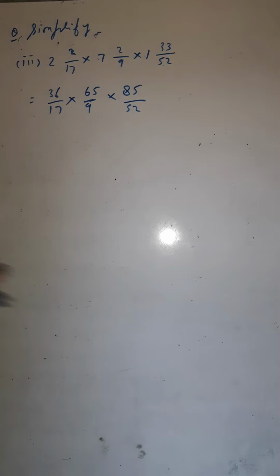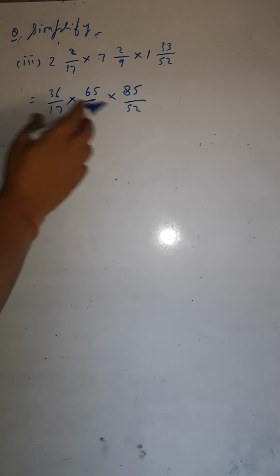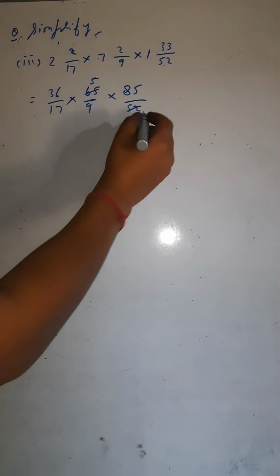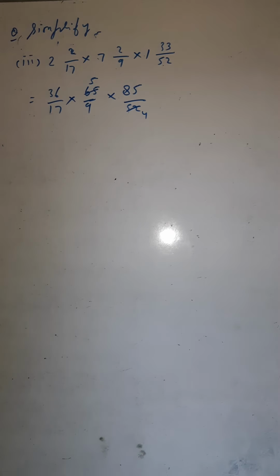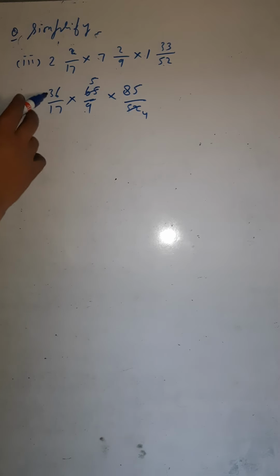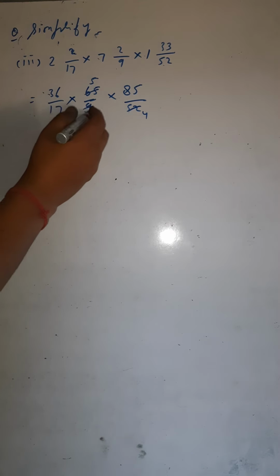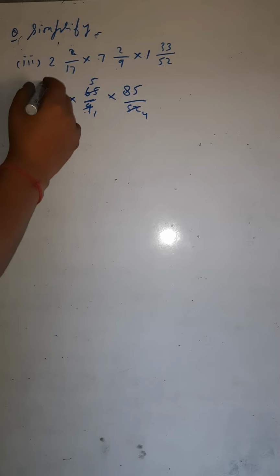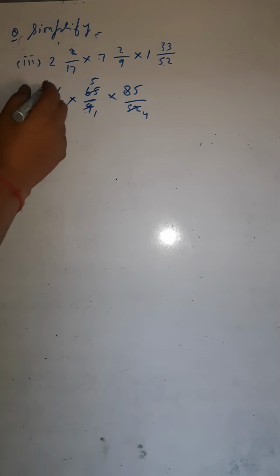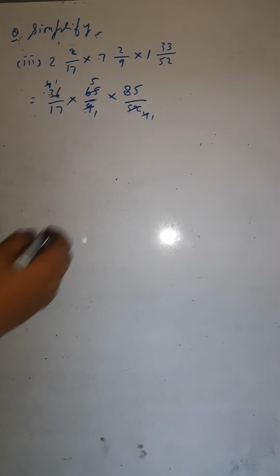Now if possible then cut. Now both of the digits you can cut by 13. 13 fives are 65, 13 fours are 52. Getting this? Similarly here also both of the digits you can cut by 9. 9 ones are 9, 9 fours are 36. And both of these 4 you can cut. 4 ones are 4, 4 ones are 4.